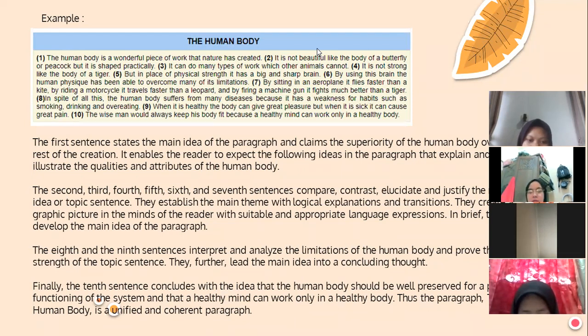The eighth and the ninth sentences interpret and analyze the limitations of the human body and prove the strength of the topic sentence. They further lead the main idea into a concluding thought. Finally, the 10th sentence concludes with an idea that the human body should be well preserved for a proper function of the system, and that a healthy mind can work only in a healthy body. Thus, the paragraph, the human body, is a unified and coherent paragraph.